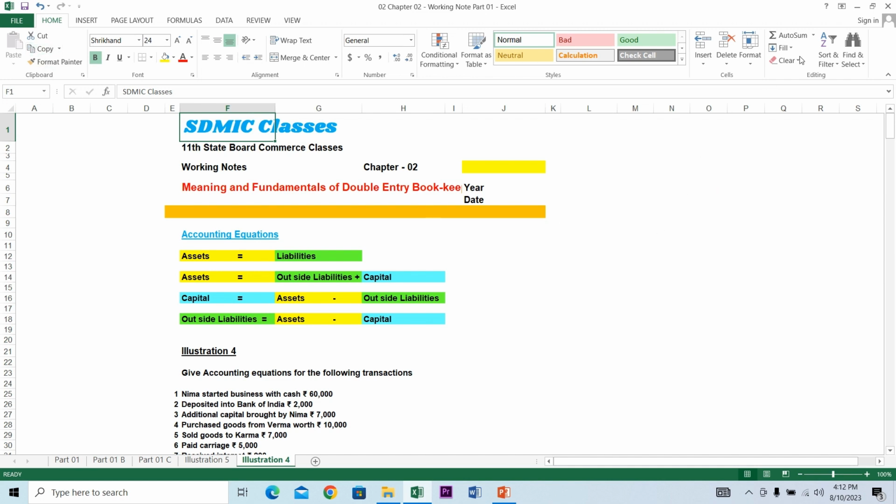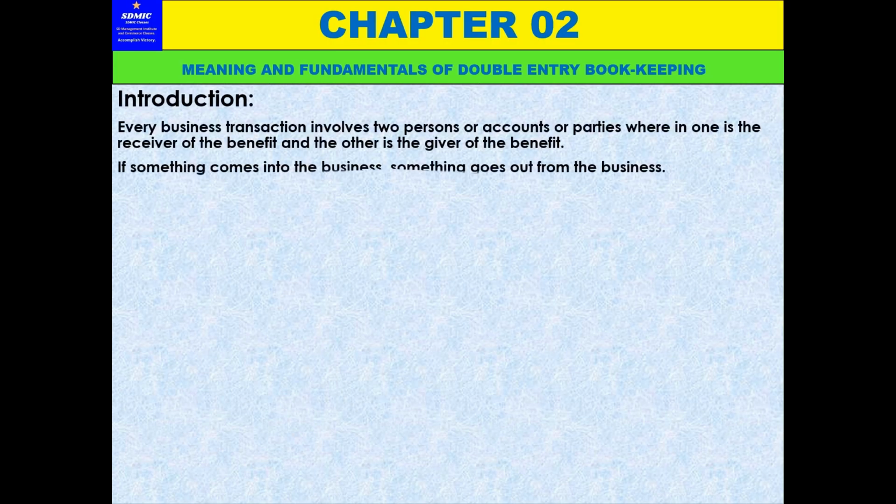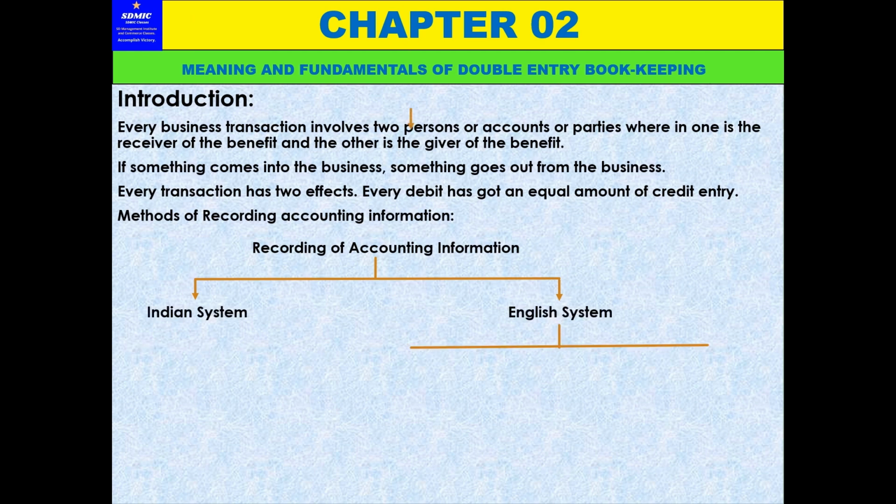Now let us see what we have learned. We are winding up this chapter 2, meaning and fundamentals of double entry bookkeeping. We have done introduction, recording of accounting information, all these things now we have learned. This is for your memory, you can just revise again.